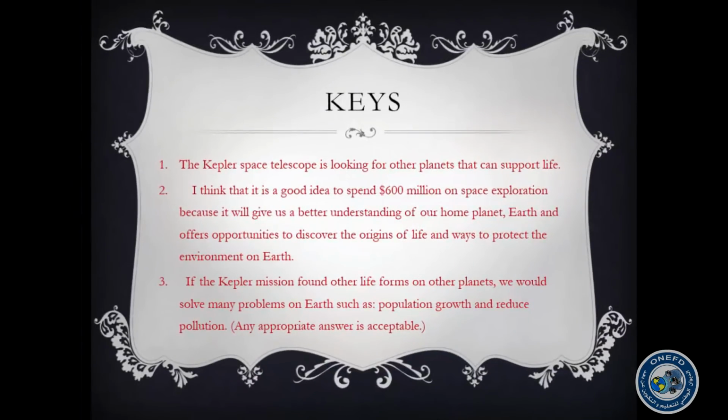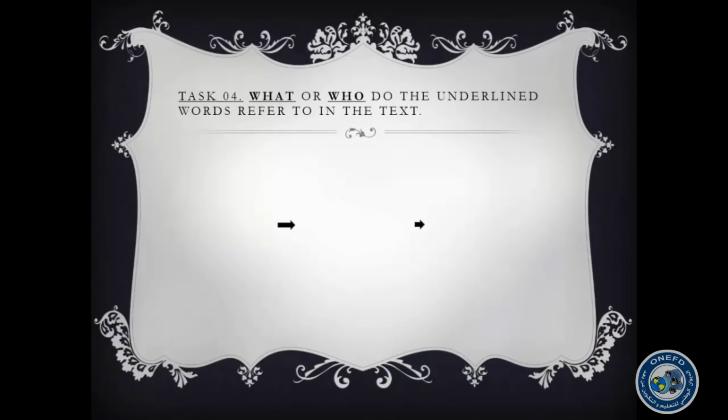So let's move on to the next task. So we have task 4. Let's read the question. What or who do the underlined words refer to in the text? So this is a common question that you find in your exams at school or in the baccalaureate exam. So we have two words. The first one is "there." You find it in paragraph number 1. And the second word is "it." You find it in paragraph 2. So feel free to pause the video, go back to the text and find both words and say to what or who they refer to.